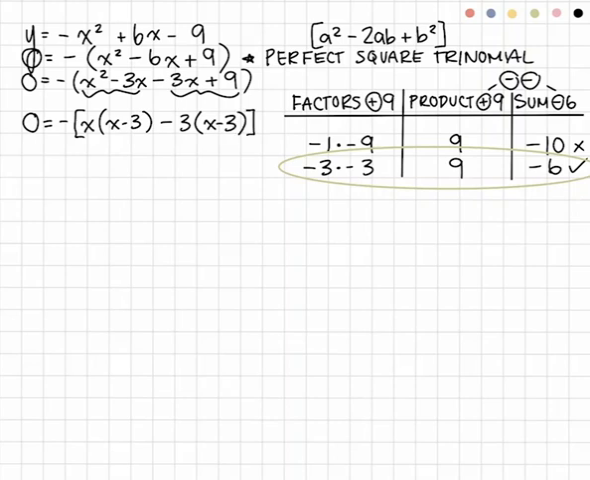Okay. So if I look at my binomial, what have I got here? I've got x minus 3, and my other two terms, x minus 3. So at this point, if you were factoring and you didn't recognize it was a perfect square trinomial, now would probably be the time that you recognize that, right? Because we have a set of binomials here that are matching. So I can write this, in fact, as negative x minus 3 squared.